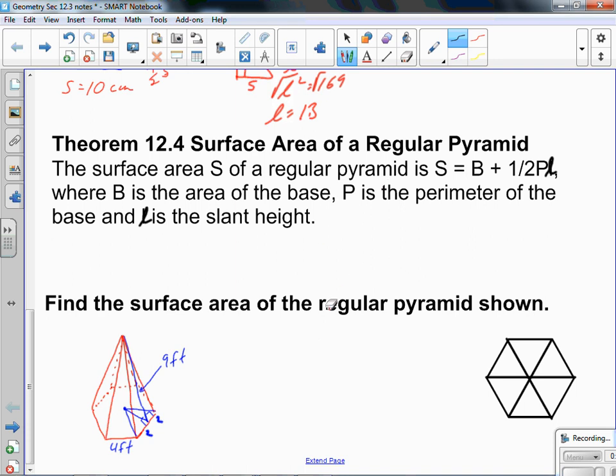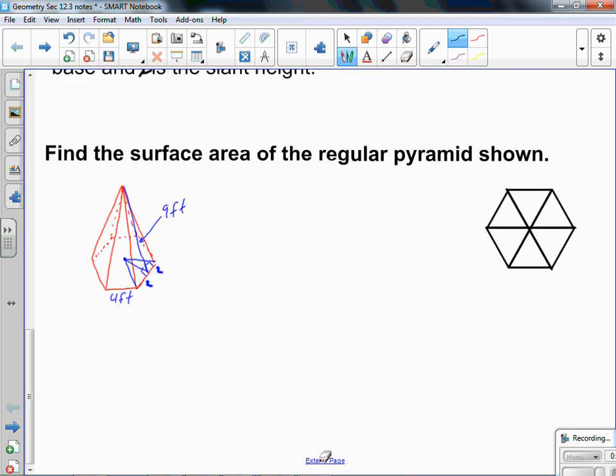So using that formula, come down here and find the surface area of the regular pyramid shown. So surface area is area of the base plus 1/2 the perimeter times the slant height. Watch the parts that are easy to come up with. The slant height, they gave that to us. That's 9 feet.